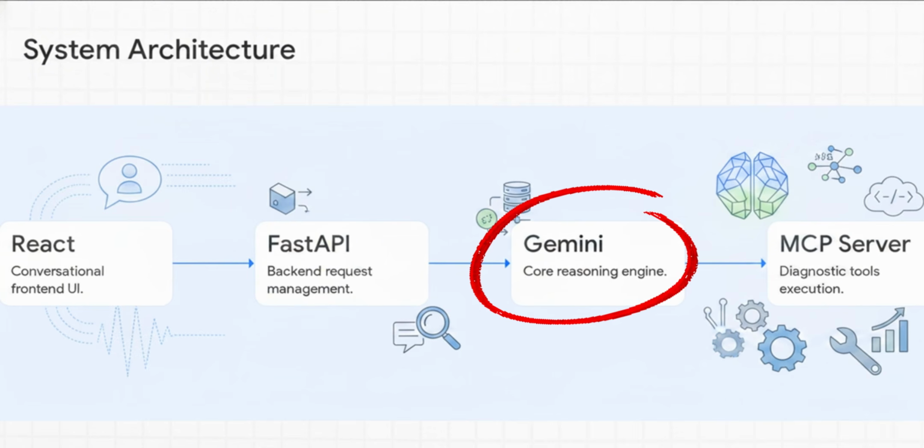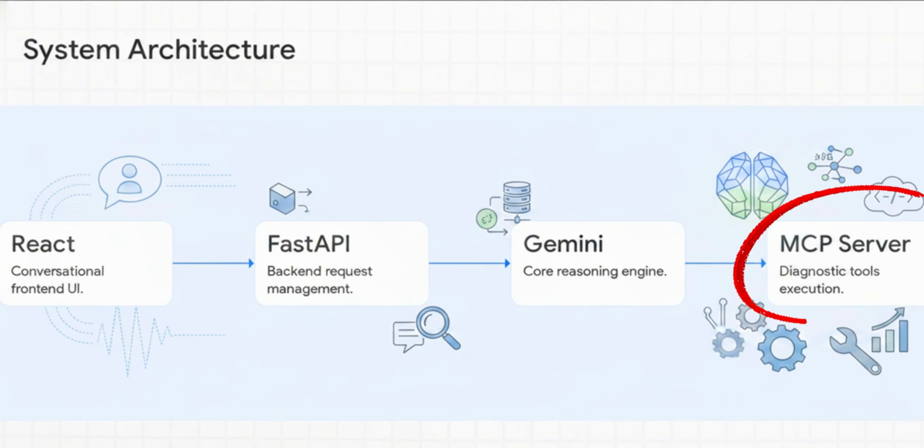Third, you have Google Gemini stepping in as the heavy-duty reasoning engine. And finally, component number 4, the MCP-based server, which holds all those specialized ML diagnostic tools. It's a beautifully clean setup that totally separates the user interface from the complex AI logic.